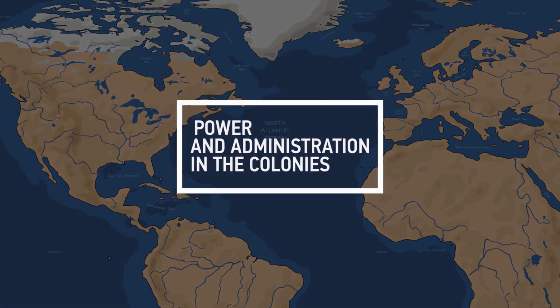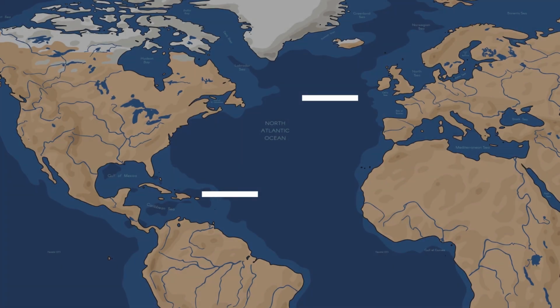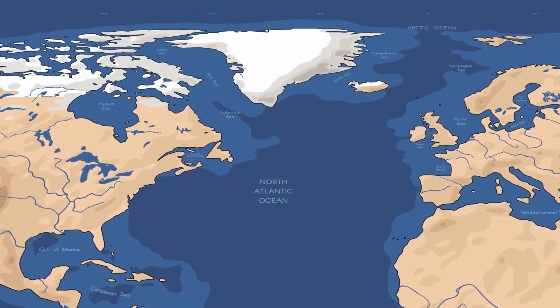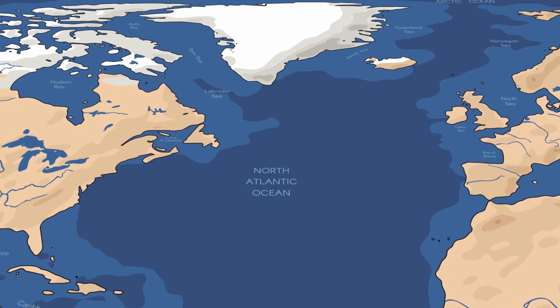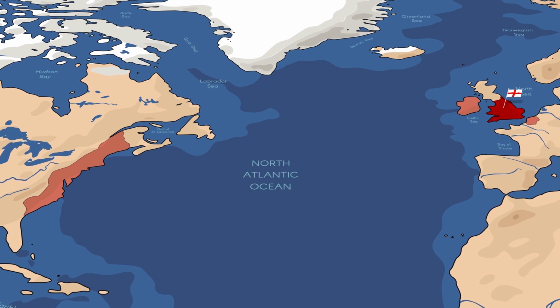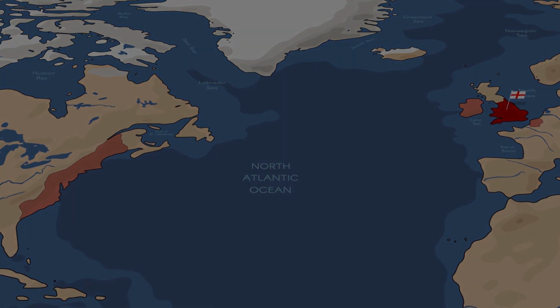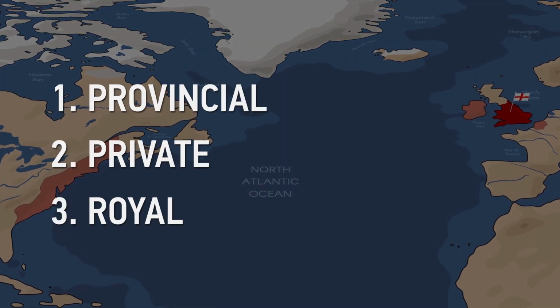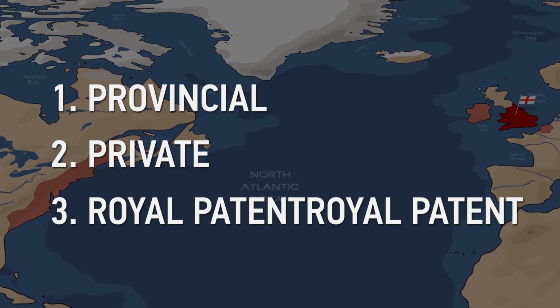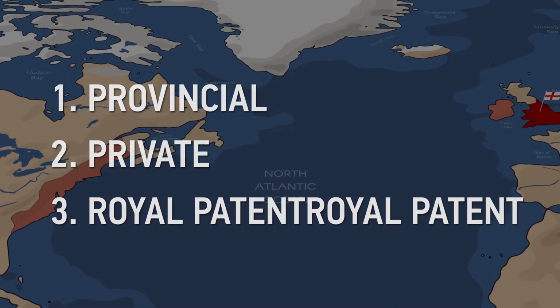Power and administration in the colonies. American colonists were dependent on their kingdom, which provided them with weapons support and controlled their political life. By the end of the 17th century, there were 3 major forms of colonial administration: provincial, private, and royal patent. In all cases, these territories were subordinate to the king, but not to the English Parliament.